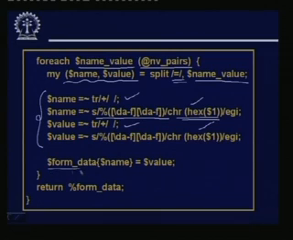And in the form data, which is an associative array, in the name part you store the value and you return it finally. So what this subroutine is doing is extracting the form data, and all the name-value pairs taken together it is storing in an associative array. And the associative array after that you can use in whatever way you want.